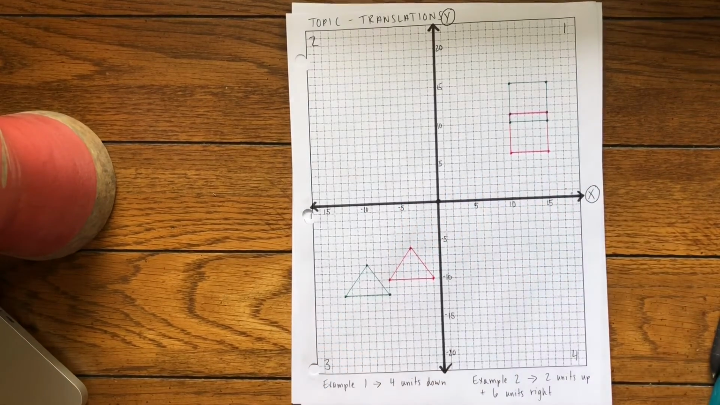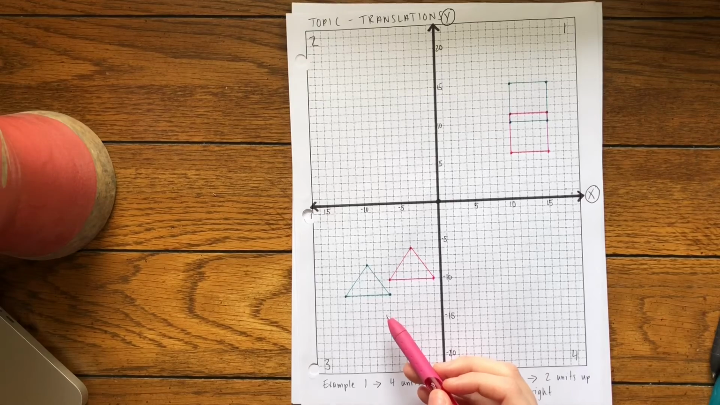So you can see for this translation, the triangle moved up a little bit and then to the right, but the shape stays the same. And there's no rotations or reflections of any kind.